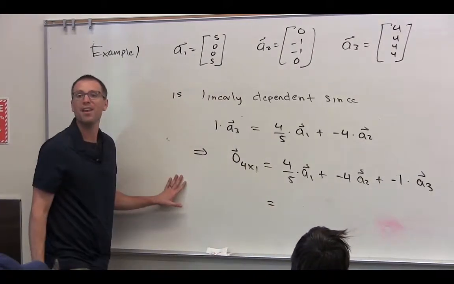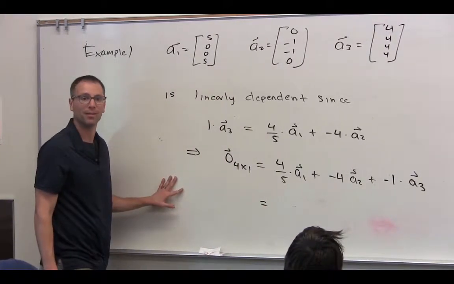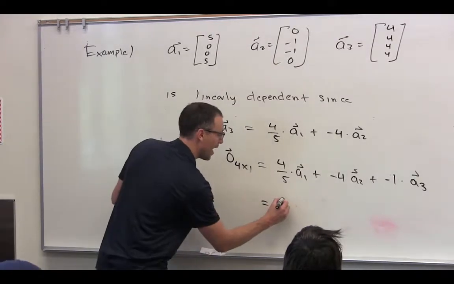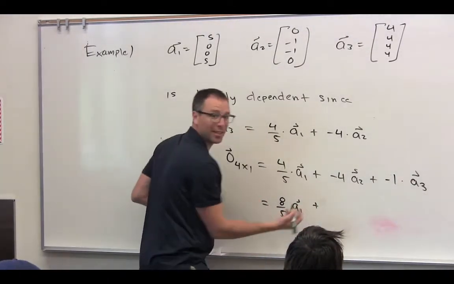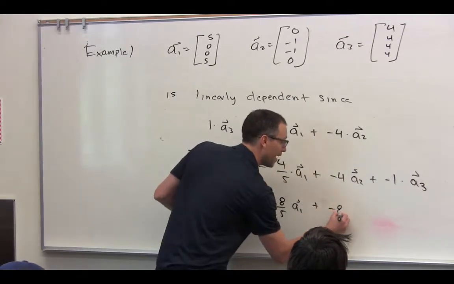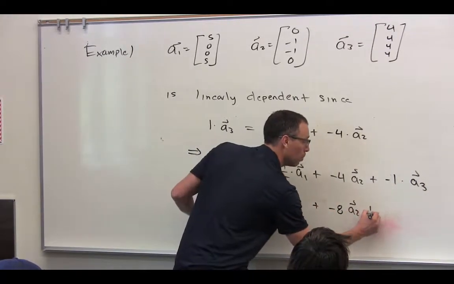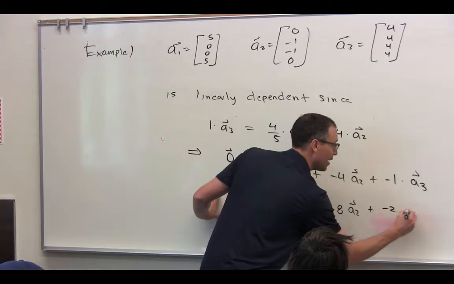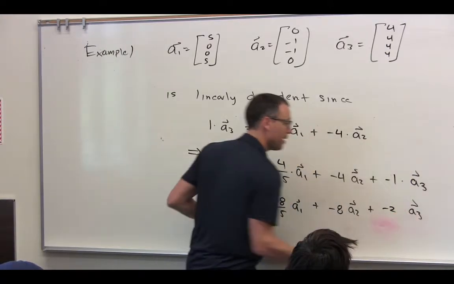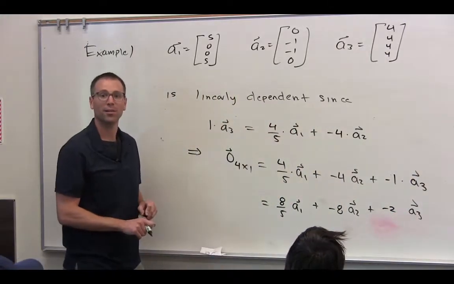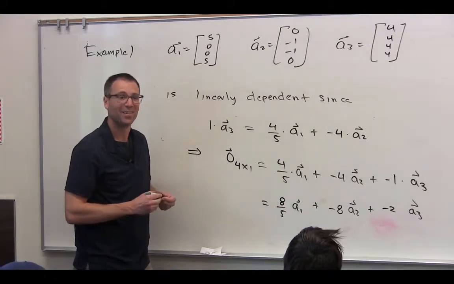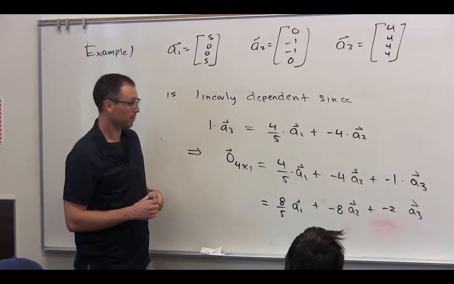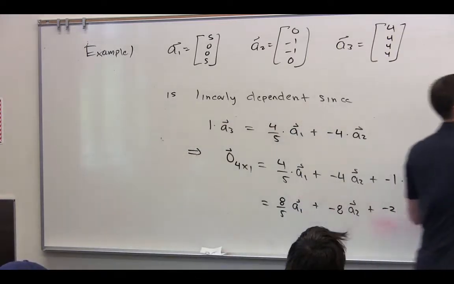Could you come up with another linear combination? 8/5 times A1 plus negative 8 A2 plus negative 2 A3 also would send that to 0. We should confirm that. Should we do that as a team?